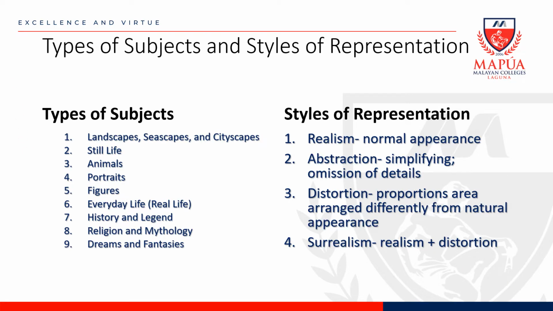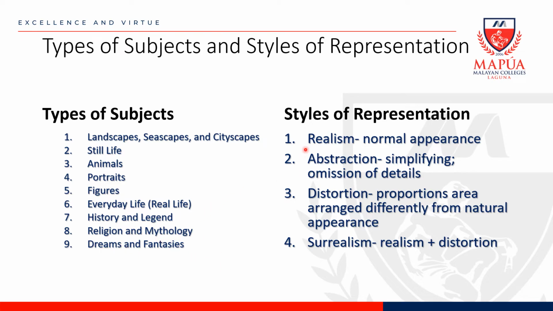What are the types of subjects and styles of representing them? So these are the different types of subjects. These are the things, the beings, and the themes that we normally see in paintings. For example, we have landscapes, seascapes, cityscapes, still life. So example, a basket of fruits placed on a table, or a pile of books on a surface somewhere in a patio. Okay. Animals, portraits, figurines, everyday life scenarios, real life, history and legend, religion and mythology, dreams and fantasies.